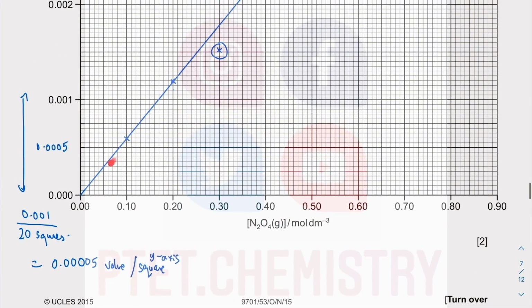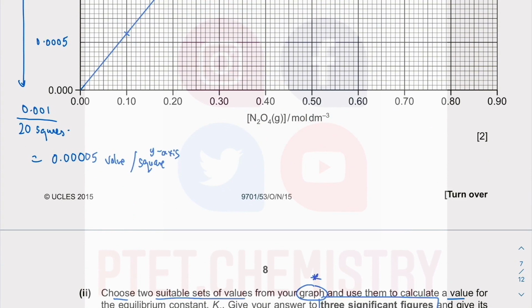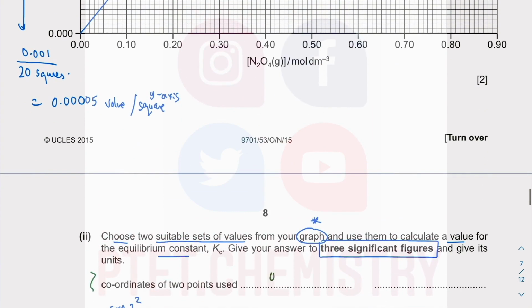I can see it pass through 0, 0, so that can be my one coordinate, but I cannot use it if I do not show the line going through that point. I do not extend it to negative because there's no negative concentration, alright? But because I show the line extending to this point, I can use 0, 0 as my coordinate. So 0.00 and 0.000. Follow the graph.